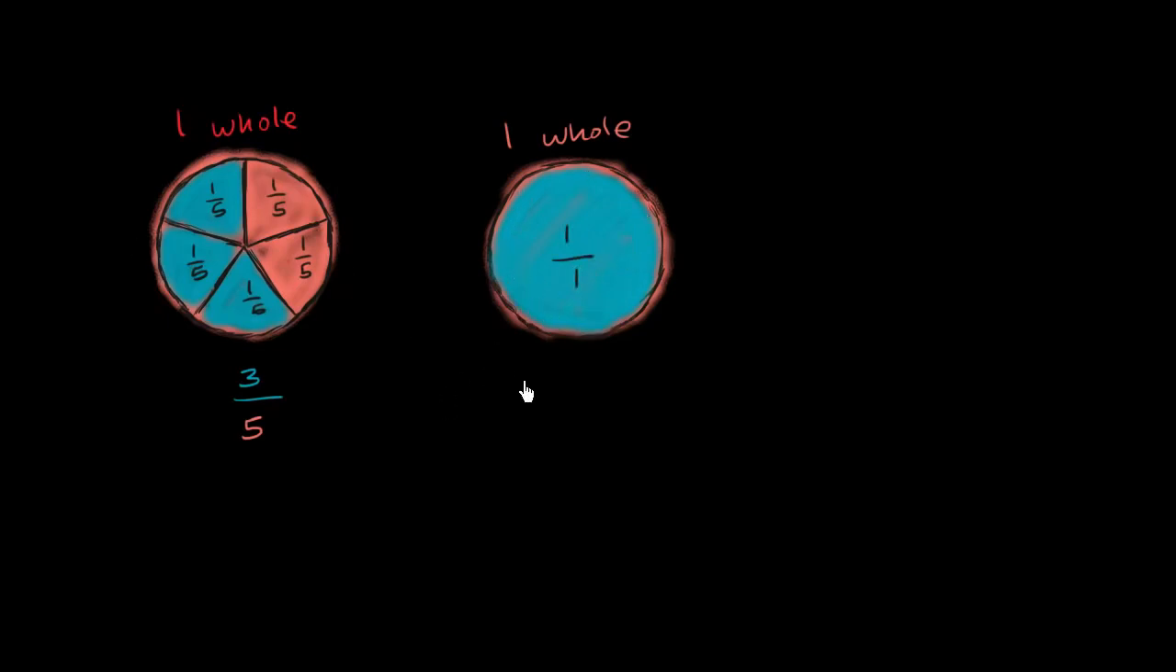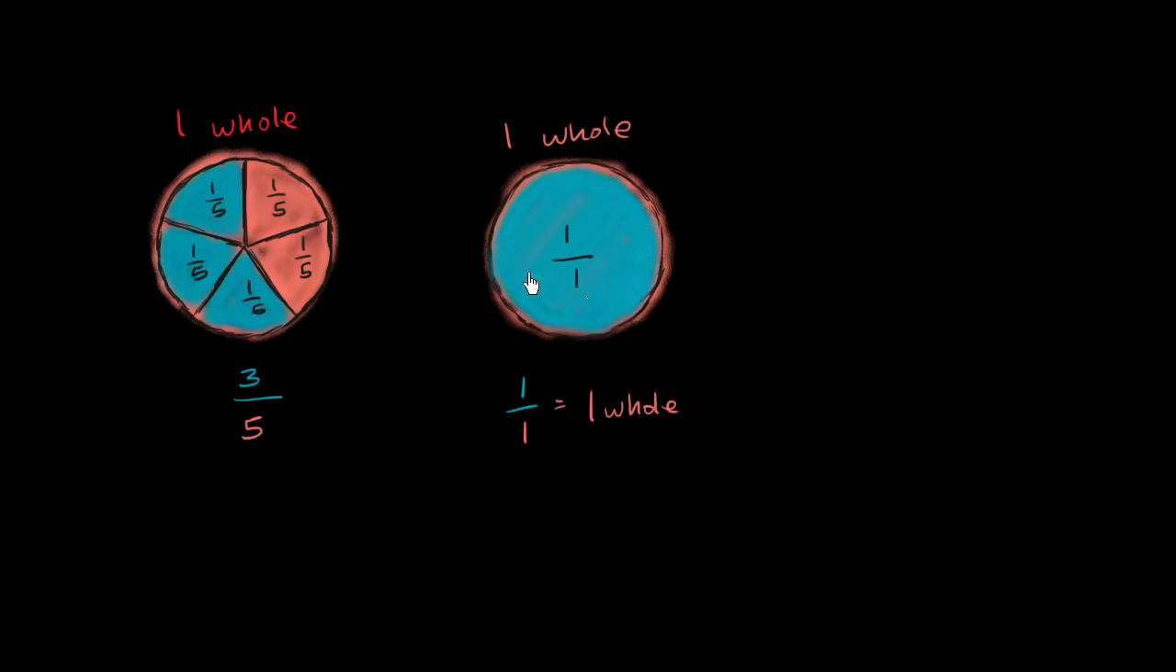Or I could say that 1/1, which you'll never hear someone actually say, is shaded in. Or I could say that the whole thing is shaded in. So this is equal to 1 whole. So that's a whole. That's interesting. And I want you to keep in mind, we literally have 1, 2, 3 fifths, and we literally call that 3/5. Now this is 1 whole.